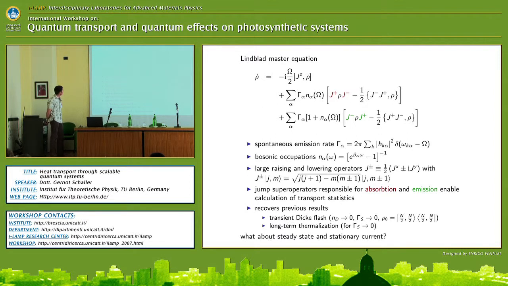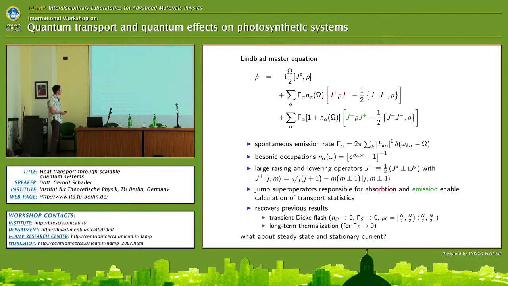So what does it look like? You have this Lindblad form, the normal commutator with the system Hamiltonian, and large raising and lowering operators, and to remind you, they raise and lower this quantum number m by plus minus 1. These gammas here are the spontaneous emission rate of a two-level system, also derived microscopically from this coupling constant, and these n are the bosonic occupation, so the Bose-Einstein distribution evaluated here at the transition frequency of the system.